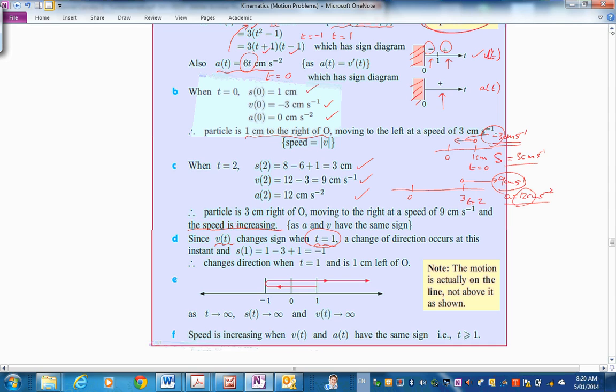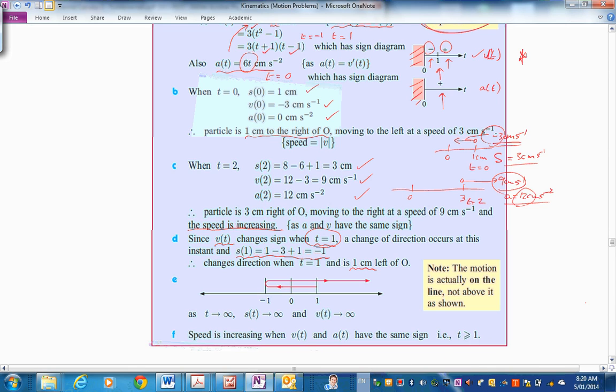Let's just go back up and here it is up here. There it is for the velocity. It changes sign only at t is 1, and so it's going to stop there and change direction. It was going negatively, now going to go positively. And you could find when that happens by subbing 1 into the displacement expression. And it is 1 centimetre to the left of O.